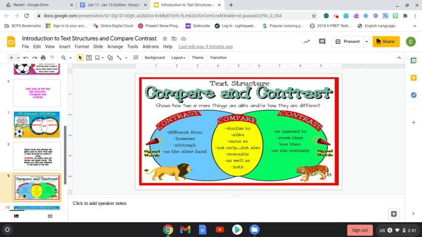Now, these are not the only signal words or phrases you might see. These are just some examples of compare and contrast language that you might see in a piece of text if an author is trying to show you how something is alike and how something is different.